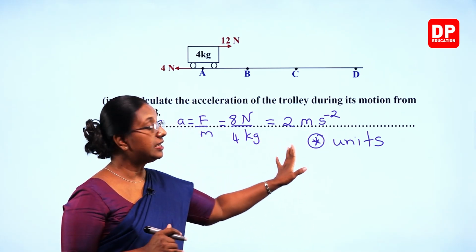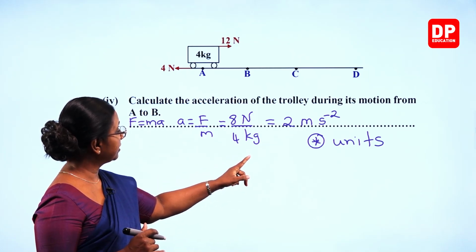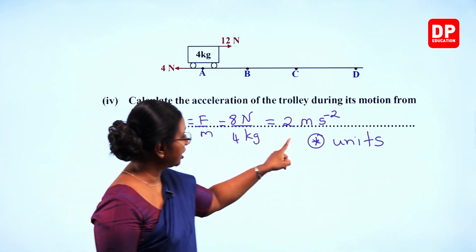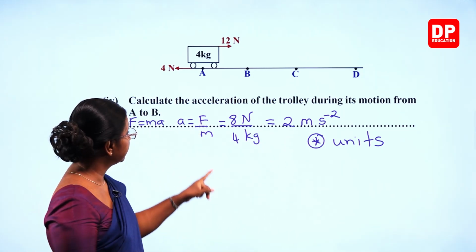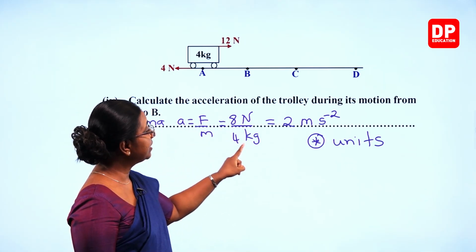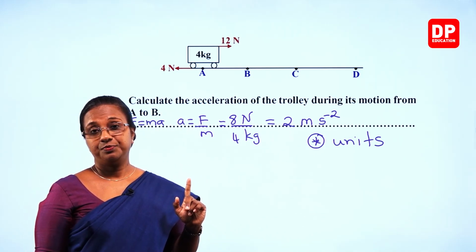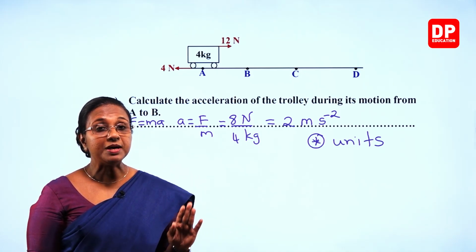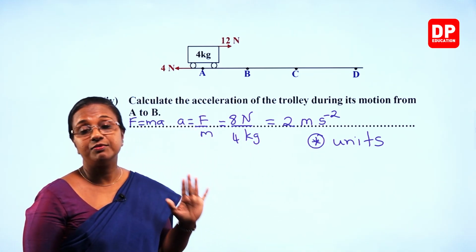If you do all these, you will get the full marks. Now sometimes in these type of questions, they give 1 mark for the equation, 1 mark for substitution and 1 mark for the answer. Then it will be 3 marks. Otherwise, 1 mark to write the equation and substitute, and 1 mark for the final answer. Then it will be 2 marks. Is that clear? So remember, in a calculation, the final answer should have the unit.